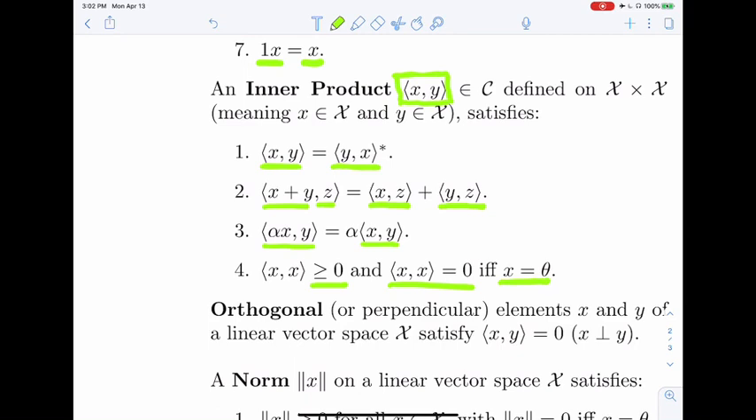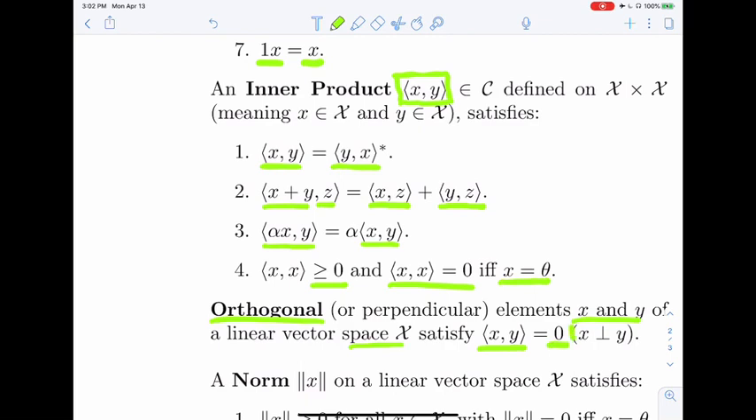Orthogonality is really just saying that the inner product of two things is equal to 0. So orthogonal, you can also call these perpendicular elements. If I have orthogonal elements x and y that are part of this linear vector space x, the way we know they are orthogonal is if, according to a particular inner product, the inner product of x and y gives us this scalar value of 0.